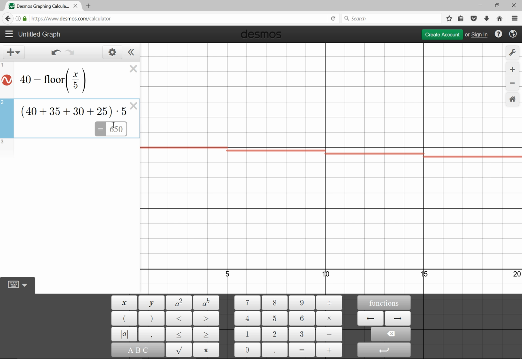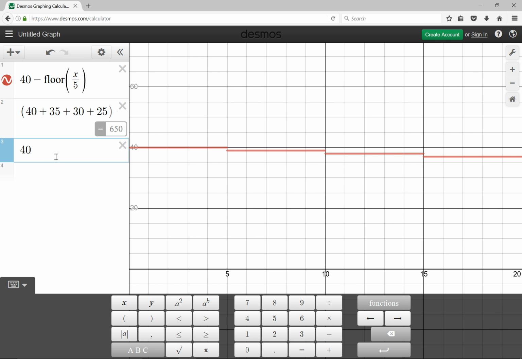Now, here's my question. What was the average cost for those sweaters? Some people might go, well, it was 40, 35, 30, and 25, so I should be able to average it and get 32 and a half or something. But I feel like I made 40 sweaters, didn't I? And it cost $650 for all 40 sweaters, didn't it? What happened there?